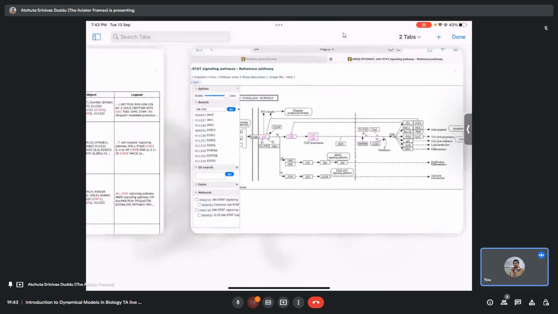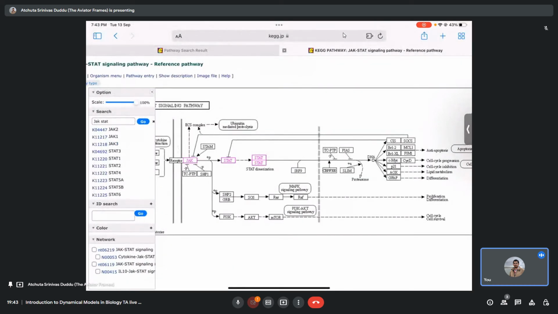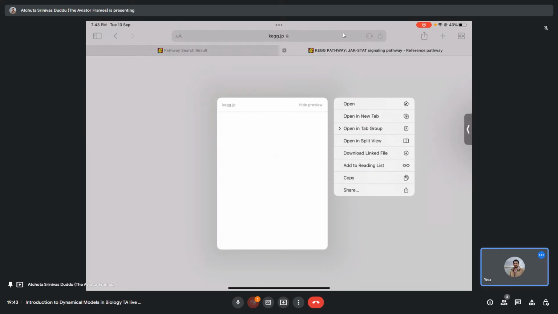We have our image here. Now the first question is they have asked us to identify the genes controlled by this particular pathway. Here, I'll try to see if I can copy this.